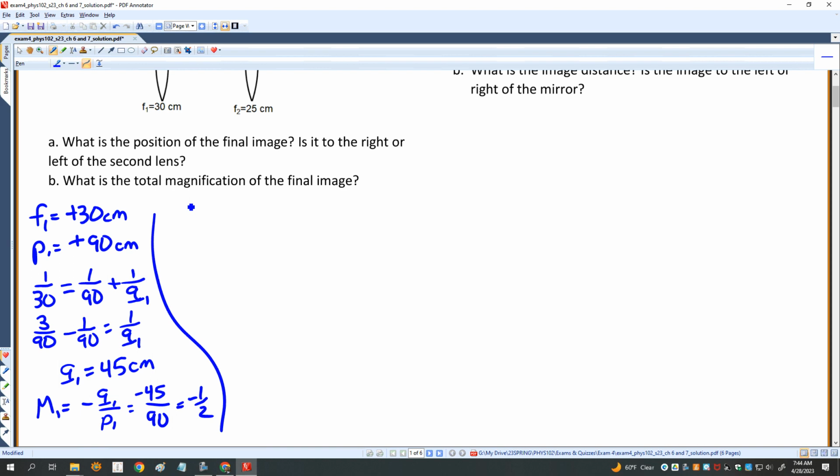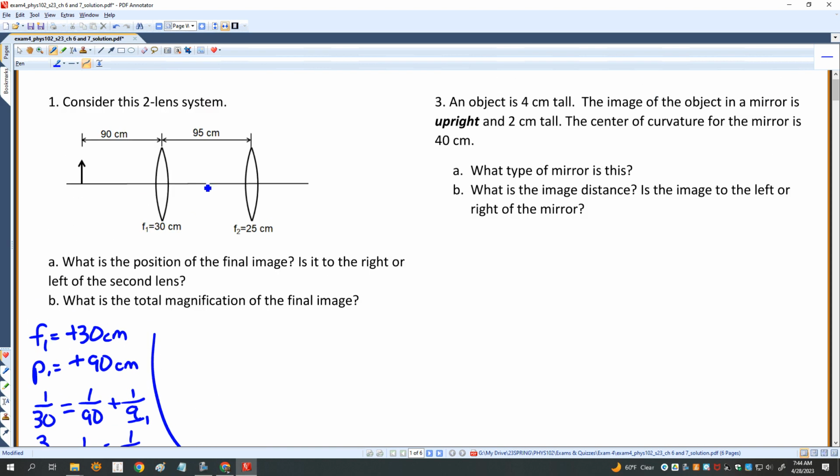All right, the next part, now that I know that my image is right about here, it's 45 centimeters to the right of that lens. It's inverted and it is half the size of the object. I know that this distance is 95 minus 45 or 50 centimeters. So f2 is equal to positive 25, that is a convex lens, P2 is equal to 50 centimeters. It is positive as well. It's a real object.